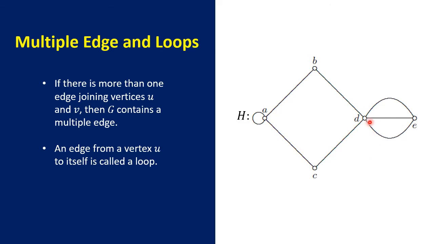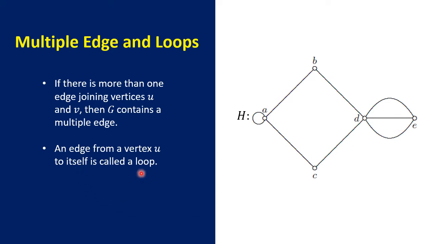Next, multiple edges and loops. If there is more than one edge joining vertices U and V, then G contains a multiple edge. So for example, here, look at vertices D and E. There is more than one edge joining D and E. This edge, and this edge. Okay? So we say that DE is a multiple edge.